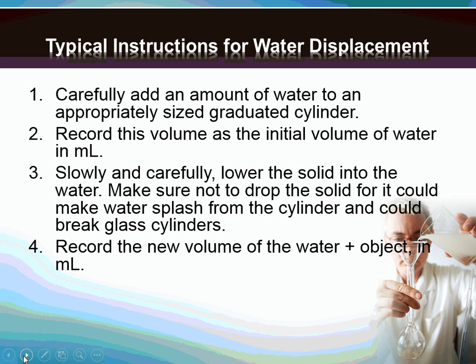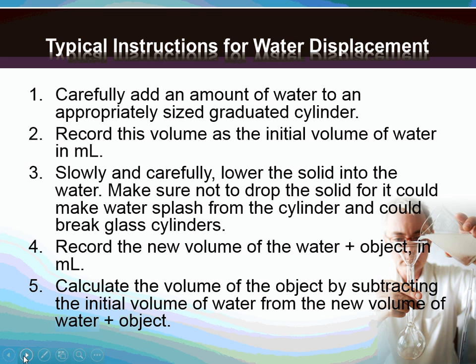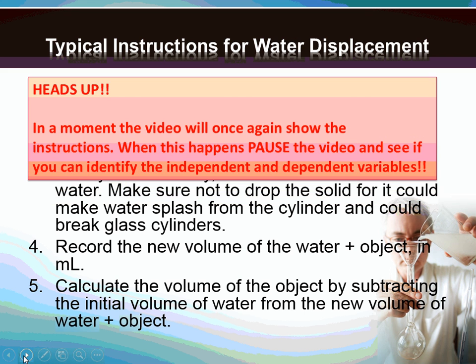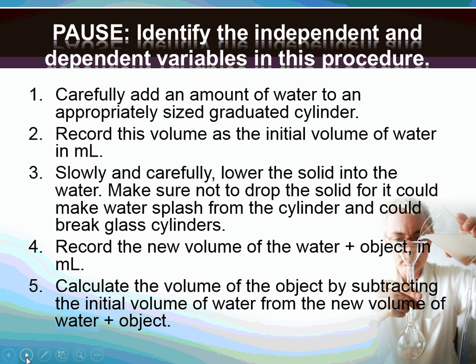Then you want to record this new volume of the water plus the object. Again, it's going to be recorded in milliliters. And then to calculate the volume of the object, we simply subtract the initial volume from the new volume. Now, in a moment, we will once again show these instructions, but when this happens, pause the video and see if you can identify the independent and dependent variables. It's not as clearly defined as our previous example, but you should be able to ferret out what is being controlled and then what part is going to be measured after the experiment.